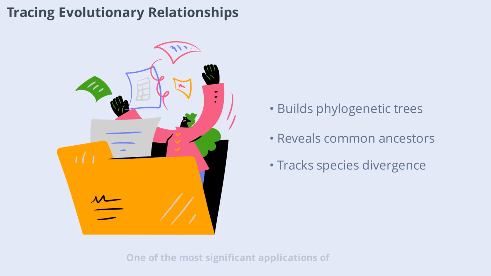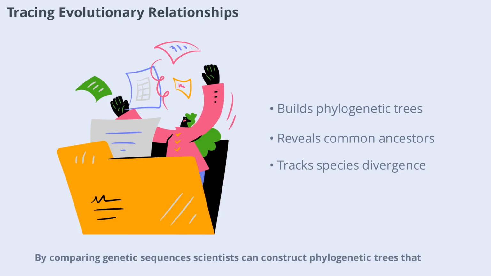One of the most significant applications of comparative genomics is tracing evolutionary relationships among species. By comparing genetic sequences, scientists can construct phylogenetic trees that illustrate how different organisms are related. These trees reveal common ancestors and divergence points, helping us understand the evolutionary pathways that have led to the diversity of life we see today. This information is crucial for fields like evolutionary biology, taxonomy, and conservation, as it provides a genetic roadmap of how species have adapted and evolved over millions of years.